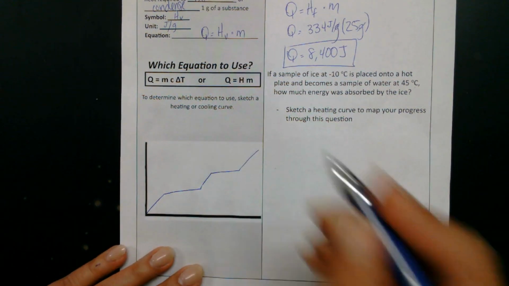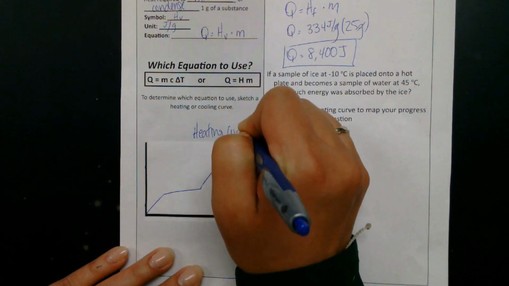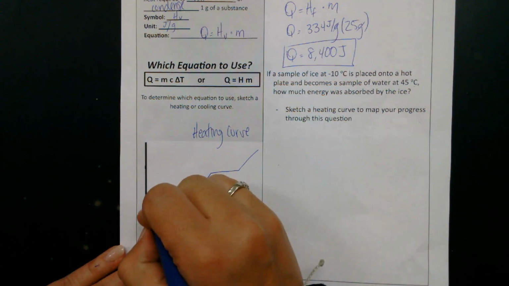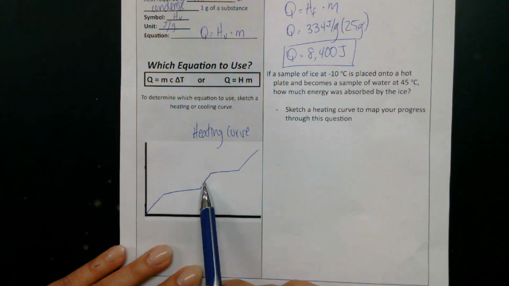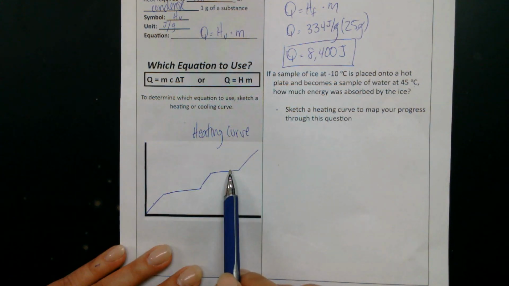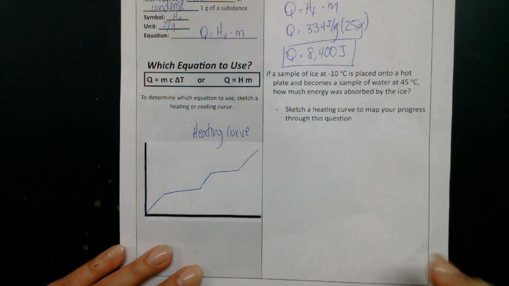For this example, I have a heating curve. And what we need to figure out is at what point of this heating curve these situations are occurring. Well, we know that solids exist here, solids and liquids exist here, so this is where something freezes or melts. Liquids exist here, temperature change, right? Temperature change. Liquids and gases exist here, and then gases exist here.